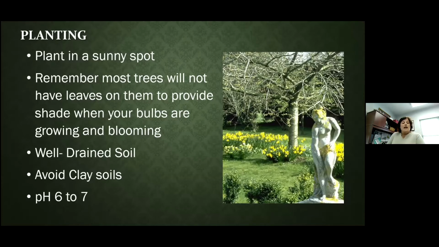Now, also the pH of the soil: they grow best from 6 to 7. The best way to find out your pH is to gather soil from the garden where you're planning to plant your bulbs and take it to your extension office and have a soil sample done. When you get that information back, it will tell you your pH, but it will also give you recommendations for any amendments or anything else that you might need to add to your soil so that you can grow your bulbs the best you can.